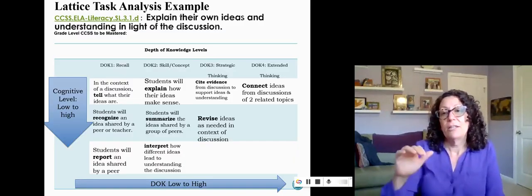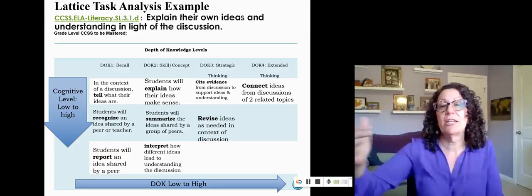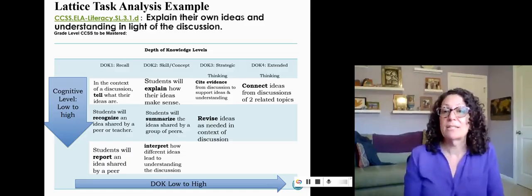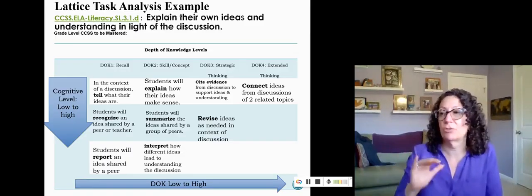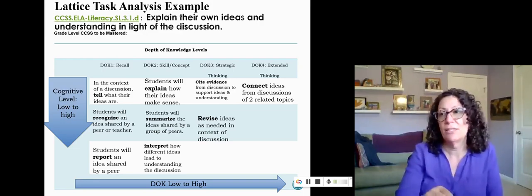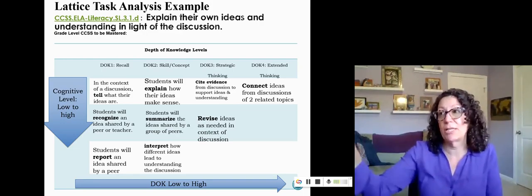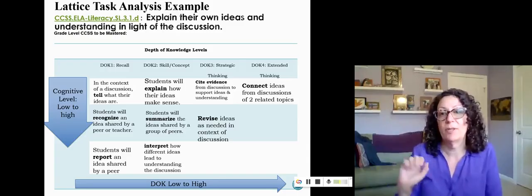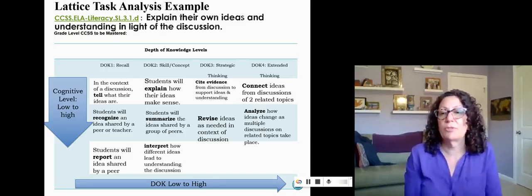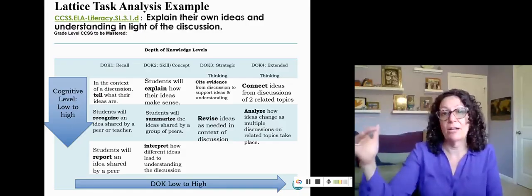And then for extended thinking, so you've got a kid and explaining his or her own ideas is too small, we can ask them to connect ideas from discussion of 2 related topics that you're trying to connect, the story of the three little pigs to maybe something that happened in real life. And you're connecting those two things. And also just analysis, that's another higher level.